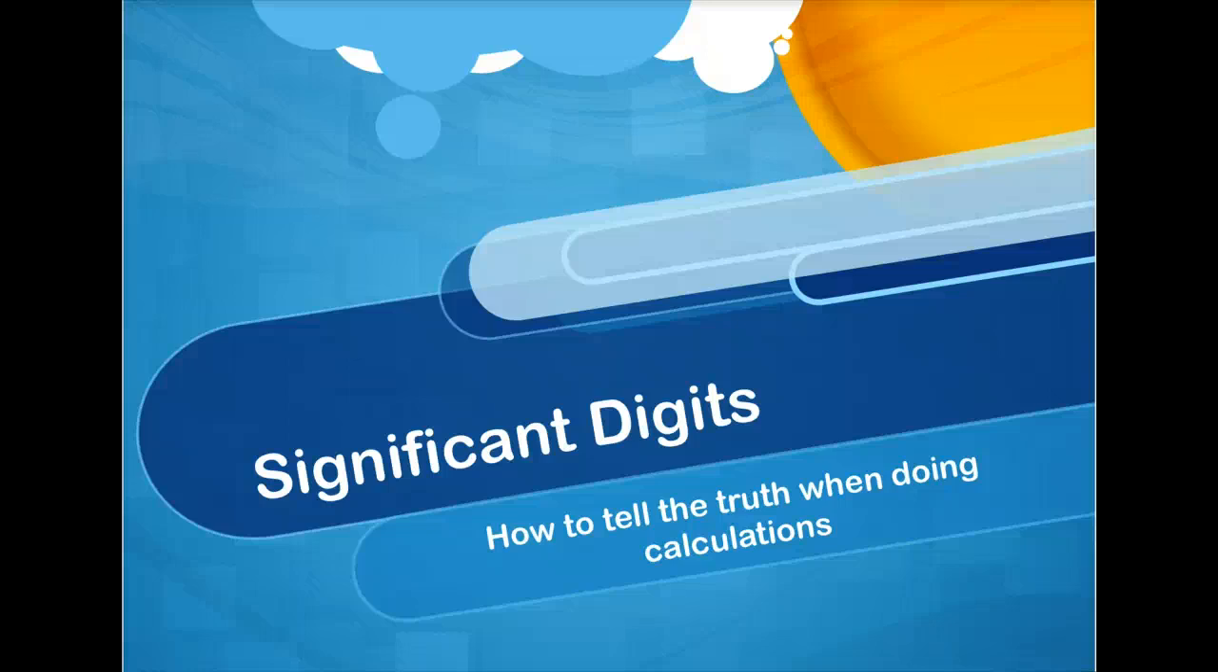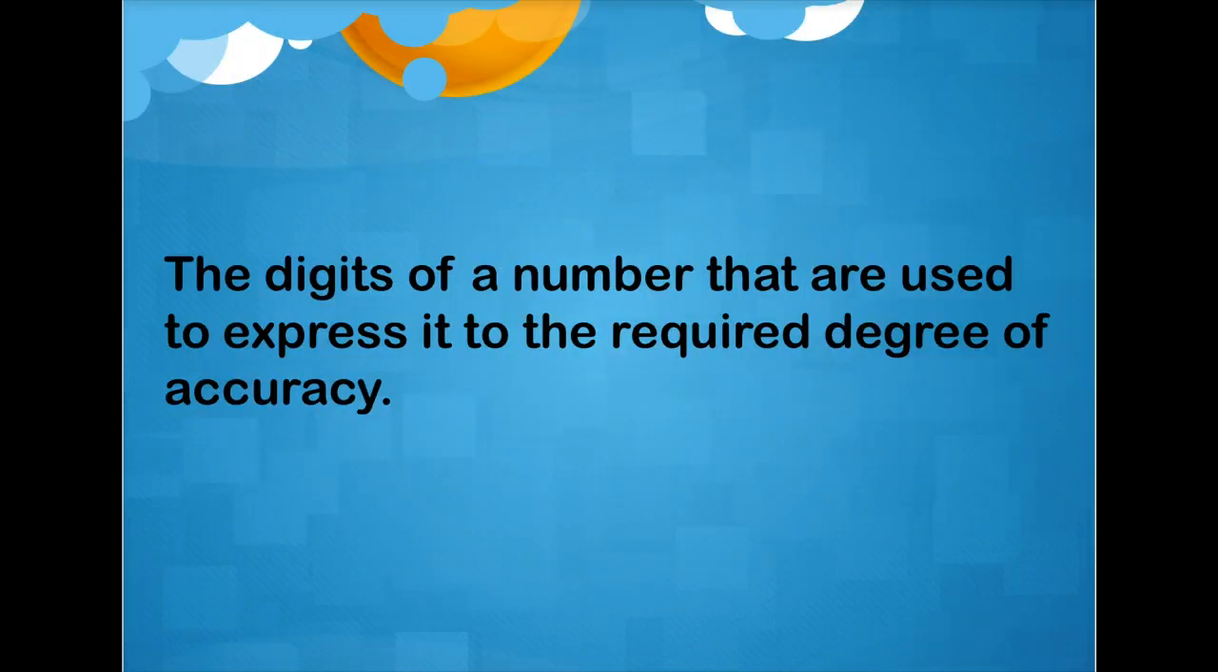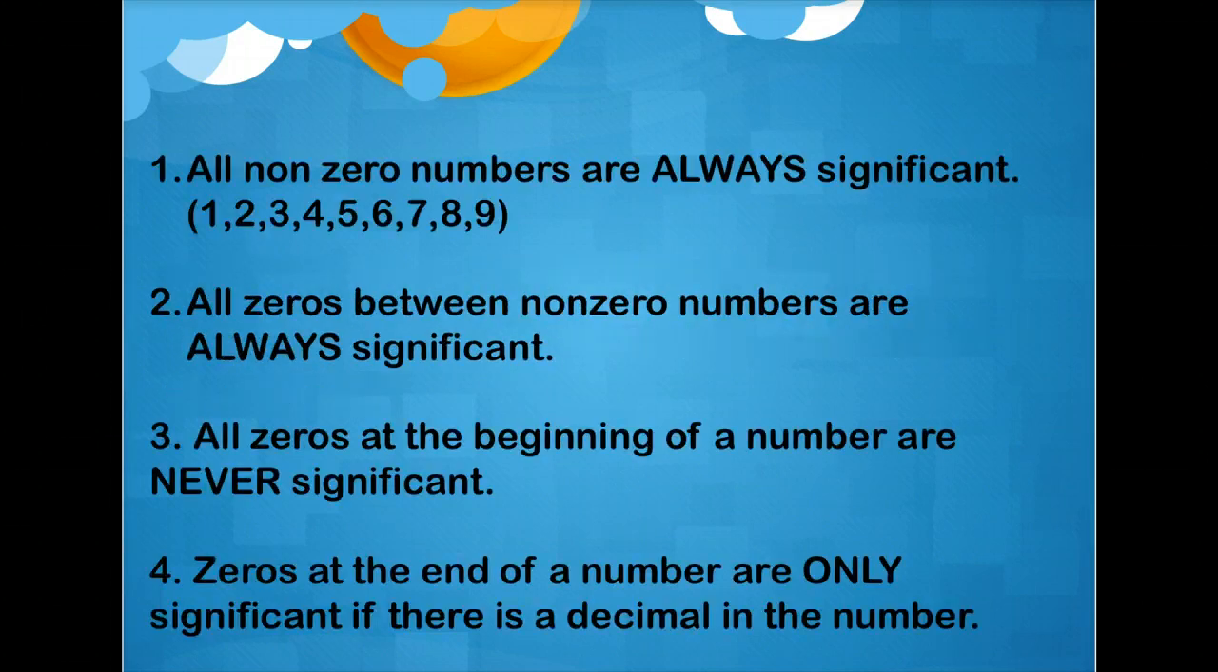With this video, we're going to talk about significant digits, and the subtitle is How to Tell the Truth When Doing Calculations. Well, the definition of a significant digit is the number of digits in a number that are used to express it to the required degree of accuracy. And there's that word again, accuracy. Well, there are four rules for significant digits.